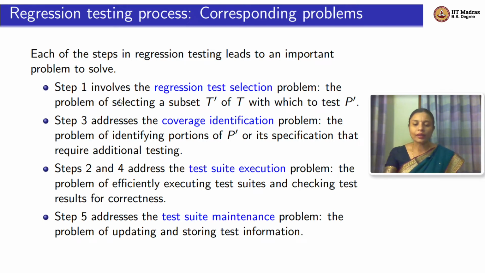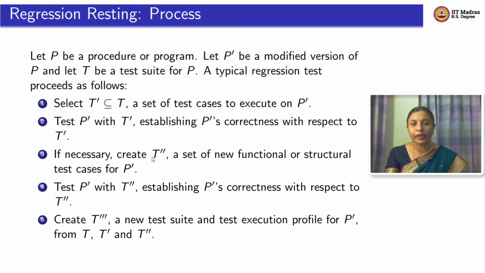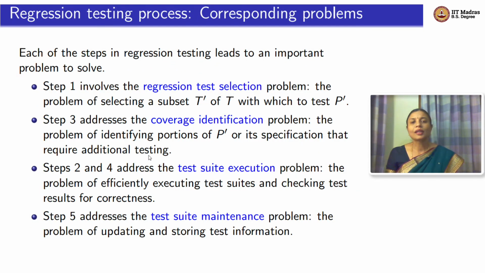The second one, which is step 3 here, creating a new set of test cases, is where maybe you need a specific coverage criterion to be achieved on this modified software P prime. So you address this coverage identification problem.